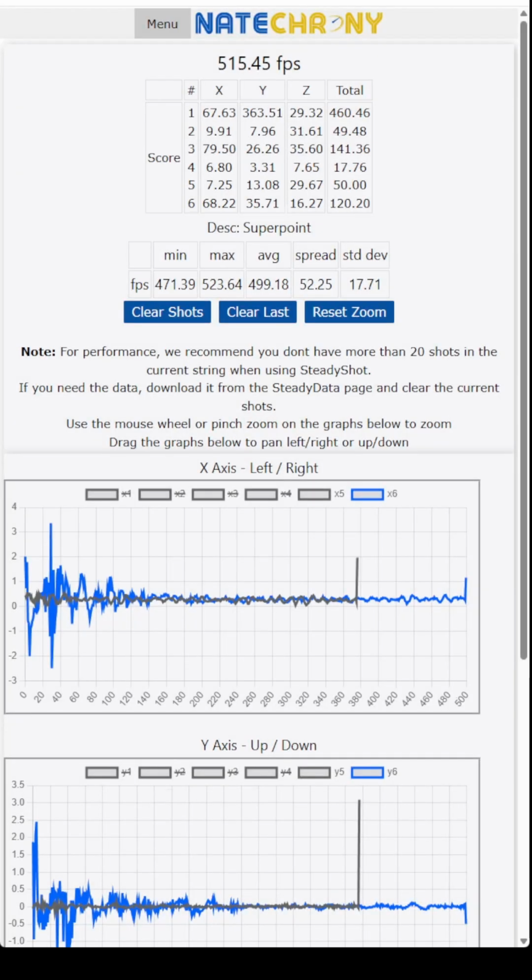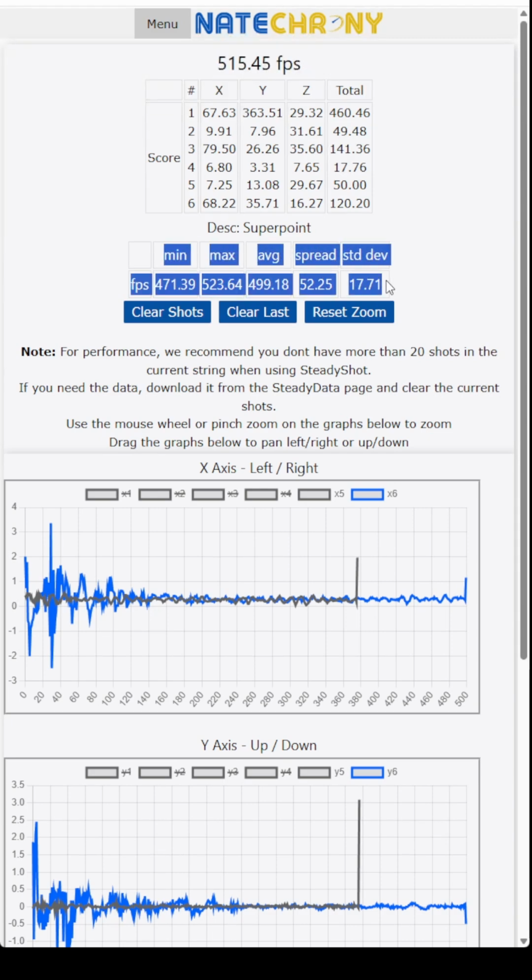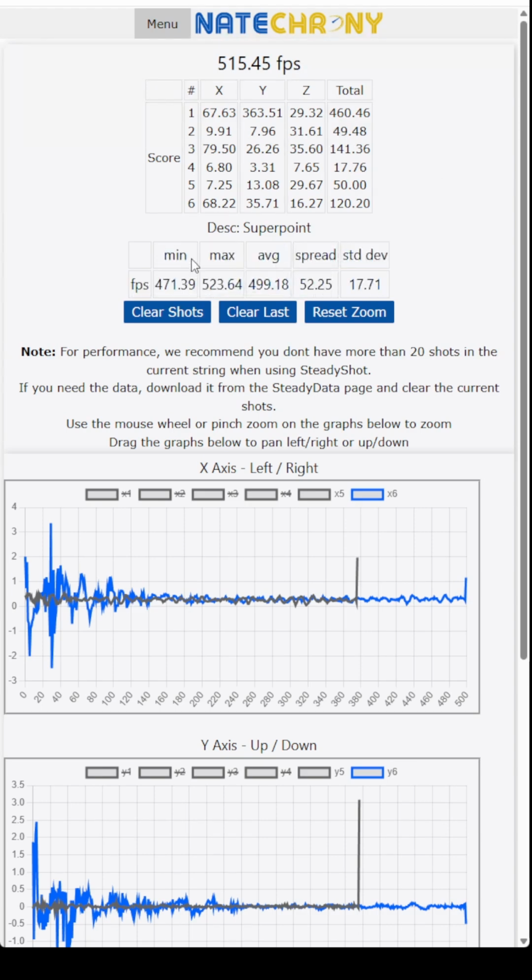This is the SteadyShot graph screen. At the top, you've got the speed of the current shot. You've got the statistics here, so you can see whether or not something happened. Maybe it was a bad pellet or an issue with the gun as to why you didn't hit where you wanted to, so you can see that you're in line with the rest of the shots.